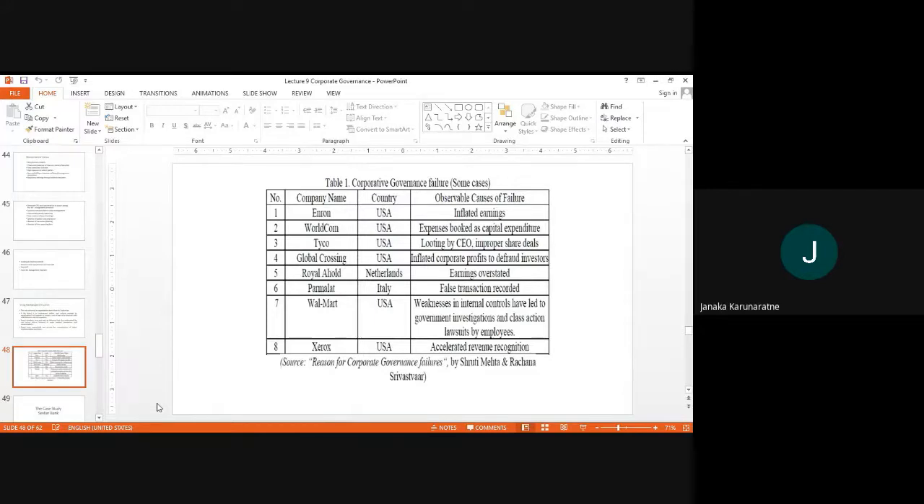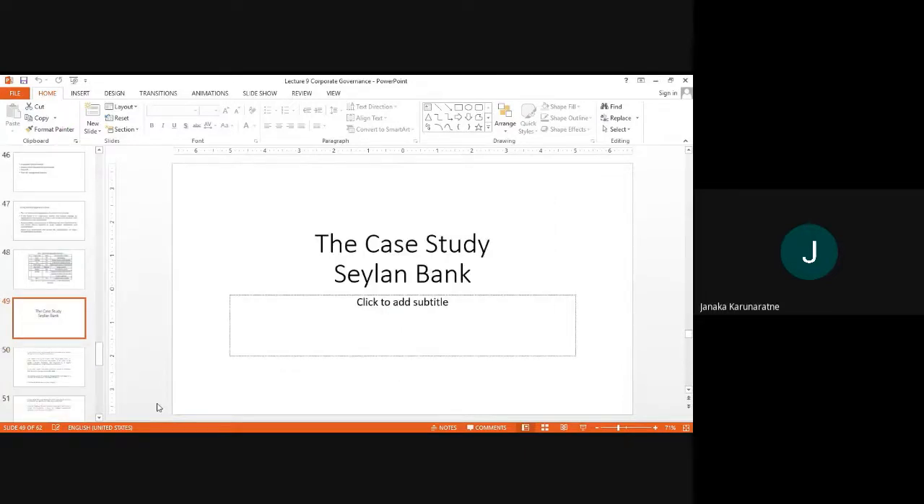As a result, when you boost the revenue, it ultimately leads to profit boosting, and probably the shareholders have been paid higher dividends and there are less retained earnings, which are not actual, and this ultimately could have led to the failure. Okay. So these are examples of failures extracted from this article, Reasons for Corporate Governance Failures by Shruti Mehta and Rashna Srivastava. Okay. Any more questions?